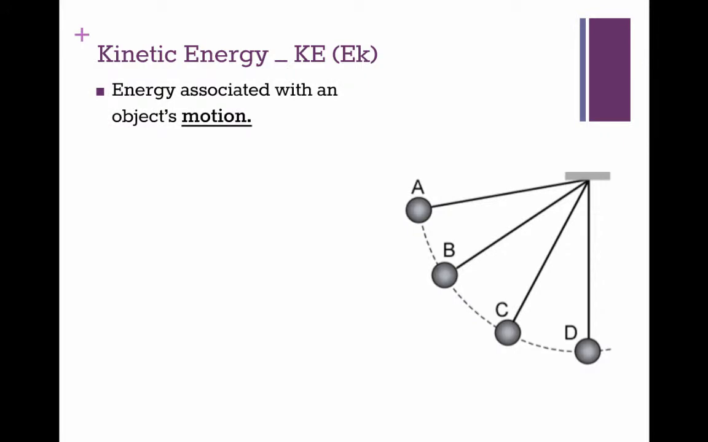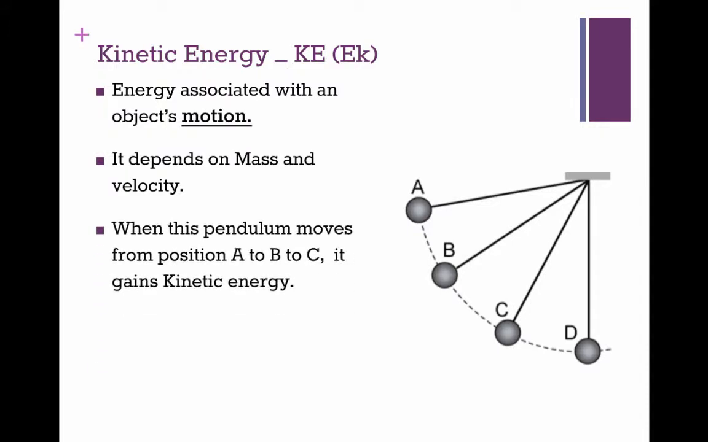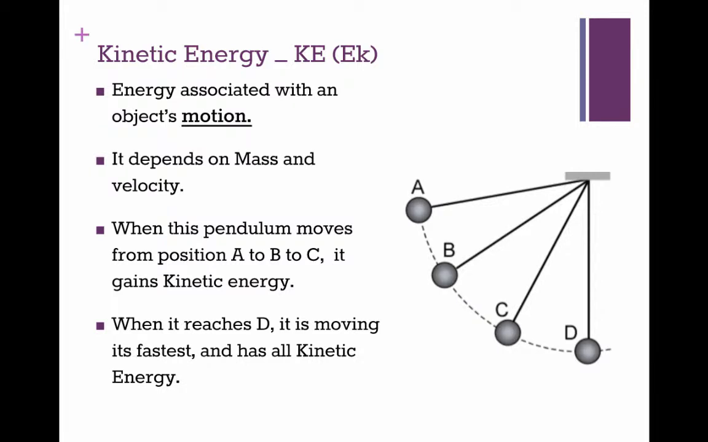Same example, the kinetic energy. Kinetic energy is associated with an object's motion. So kinetic energy depends on mass and velocity. When the pendulum moves from position A to B to C, as I let it go, it gains kinetic energy. When it reaches position D, it's moving the fastest that it will move, and all the energy is kinetic.